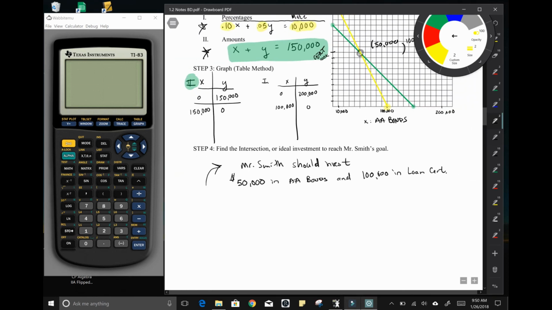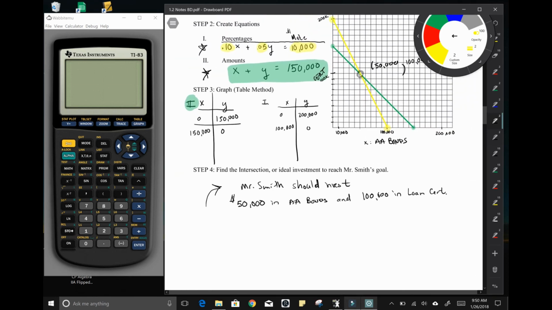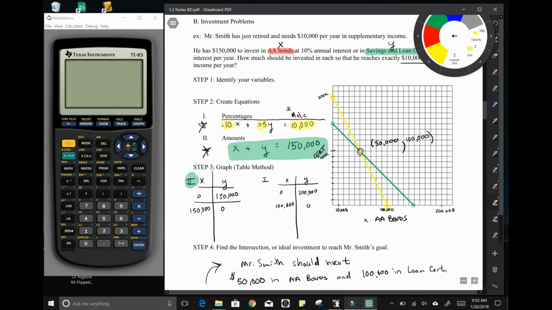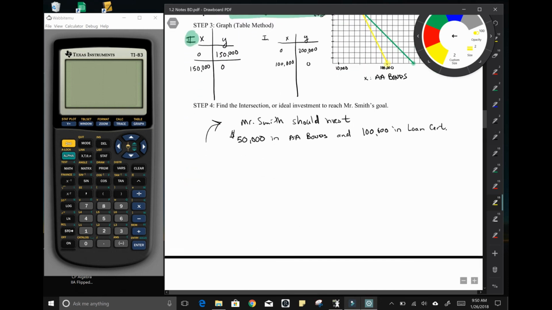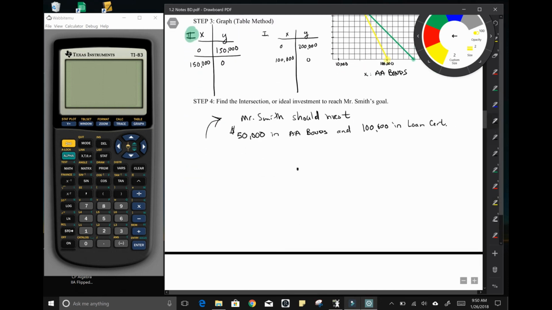So that's about it. Make sure that you follow those 4 steps. Key thing is, setting up your equations so everything is in the right spot, okay? So do your best on some of the practice problems to come, and we'll practice them in class.